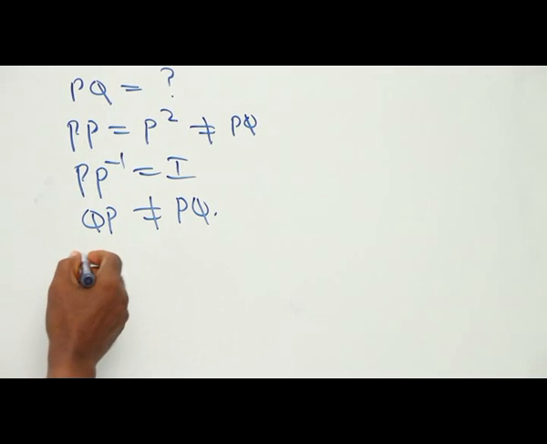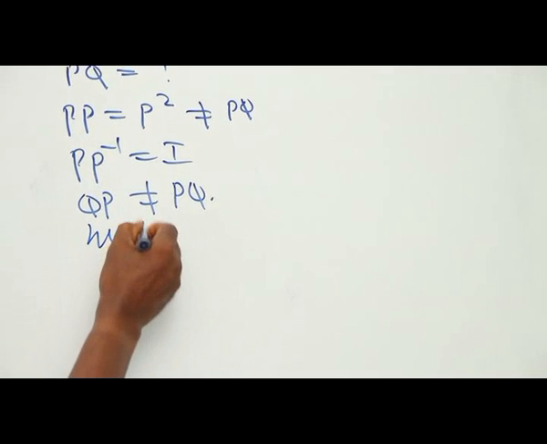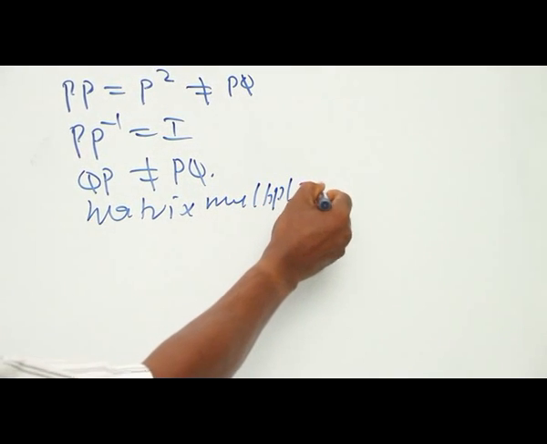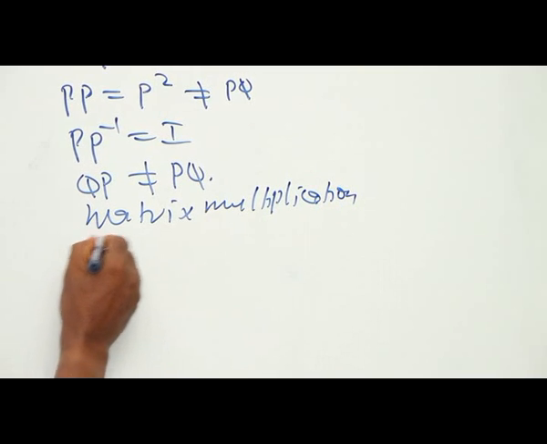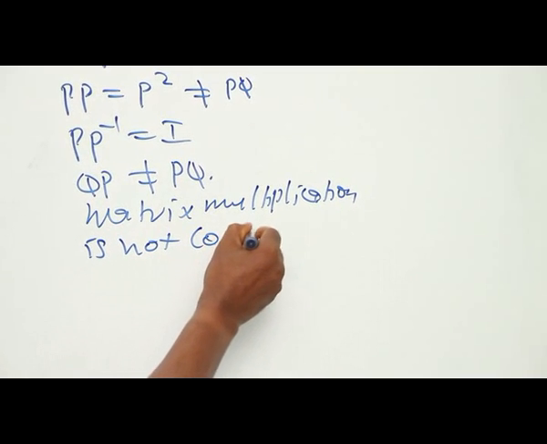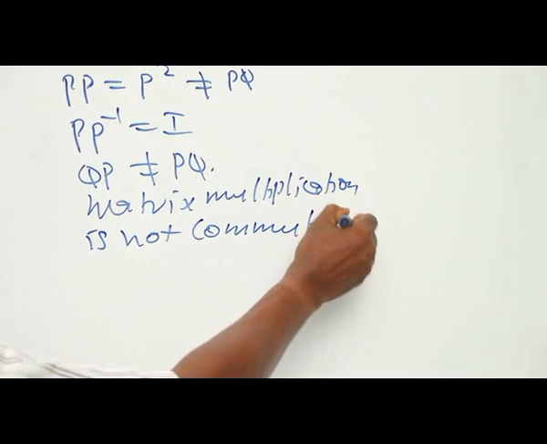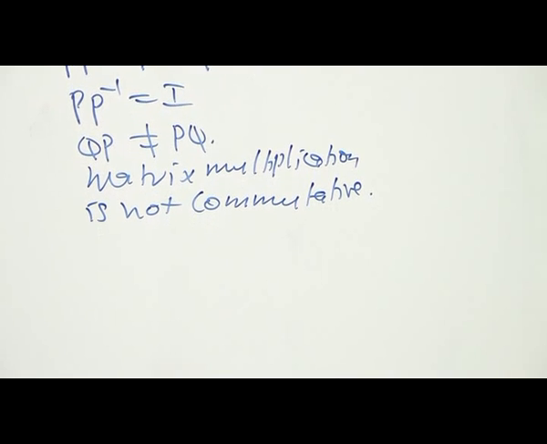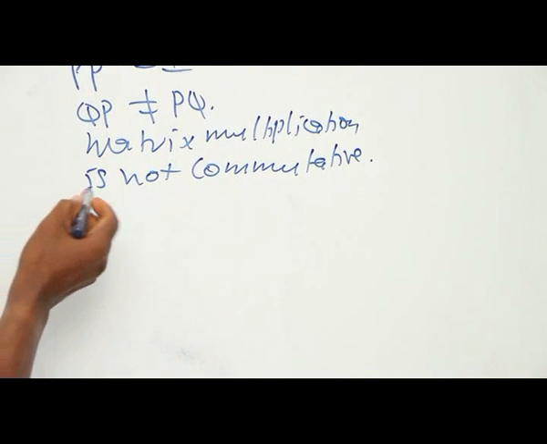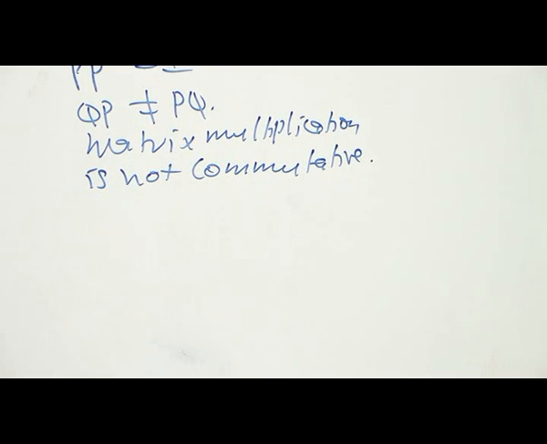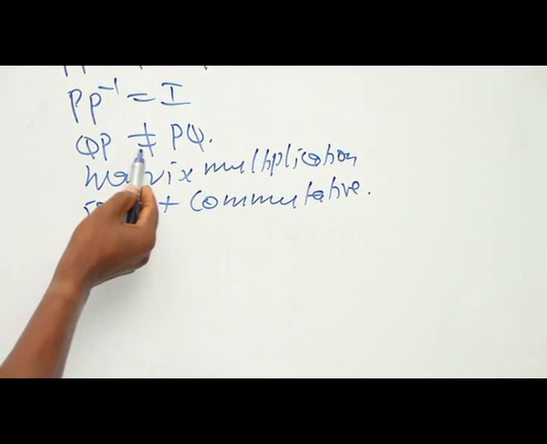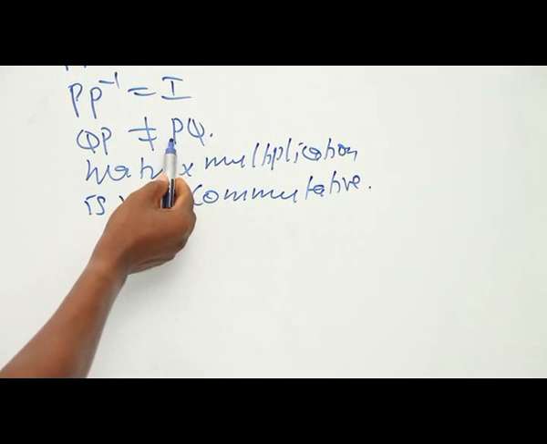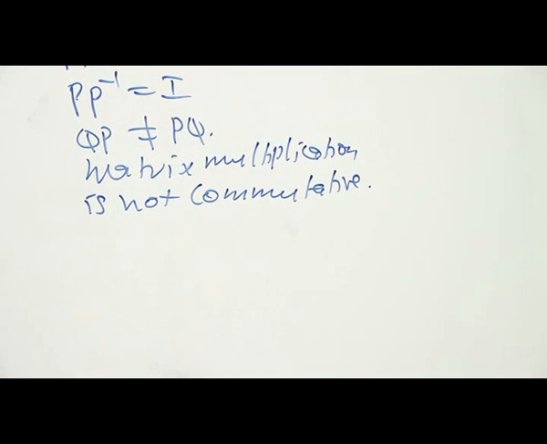Matrix multiplication is not commutative. From the knowledge of binary operations, we learn about commutativity. So QP is not equal to PQ. You multiply this matrix by this matrix, or multiply P by the other matrix, the two will not give you the same value.